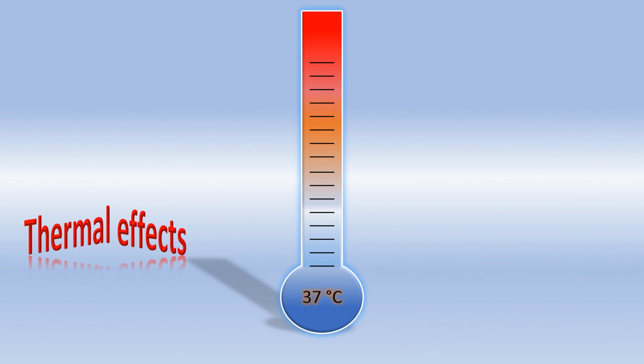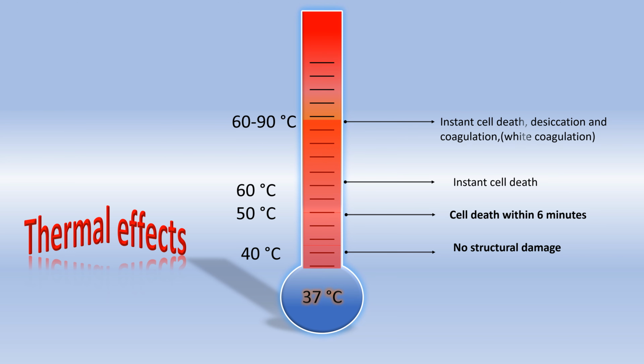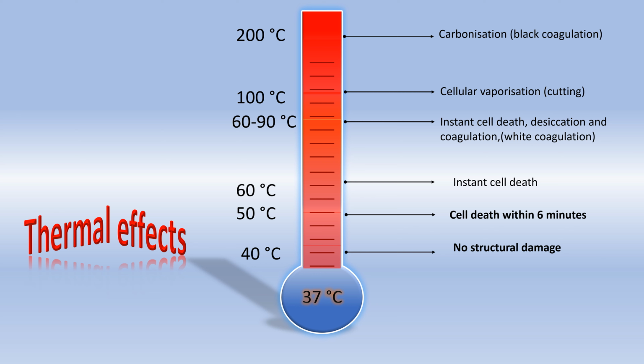What is the thermal effect of heat on the patient's tissue? 37 degrees represents normal body tissue. If the temperature increases to 40 degrees, it will not cause structural damage. At 50 degrees, it will cause cell death within 6 minutes. At 60 degrees, it will cause instant cell death. If the temperature is elevated between 60 and 90 degrees, it will cause white coagulation. It is instant cell death, desiccation, and coagulation. If elevated to 100 degrees, it will cause a cutting effect or cellular vaporization. And if the temperature is elevated to 200, it will cause black coagulation or carbonization.